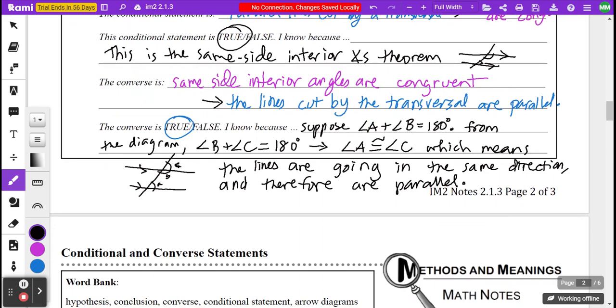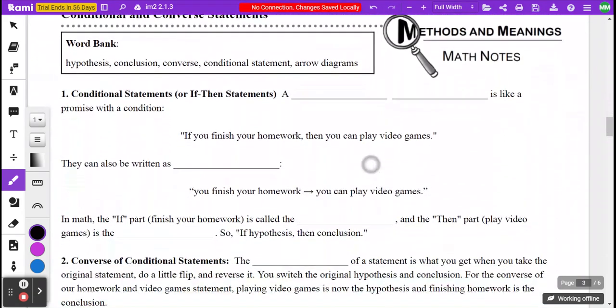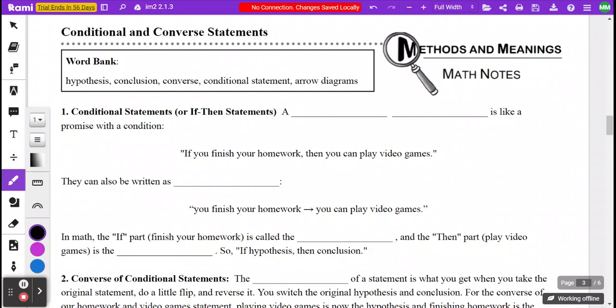Okay. Yay, last page. We're going to summarize our learning from the day. We have conditional and converse statements. Here's our word bank: hypothesis, conclusion, converse, conditional statement, and arrow diagrams. Conditional statements, or if-then statements, basically a conditional statement is like a promise with a condition. If you finish your homework, then you can play video games.